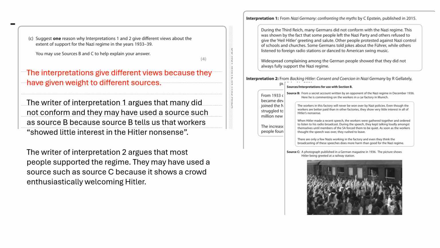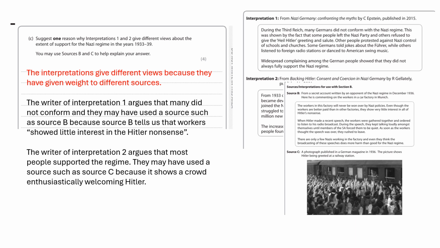So question 3c asks you why interpretations are different. And this is really logical because an interpretation is a historian's opinion about either an event or a time period. And historians form their opinions by looking at primary sources, by looking at sources from the time. So historians have different views because historians often have used different sources. So we're going to put that into our answer.